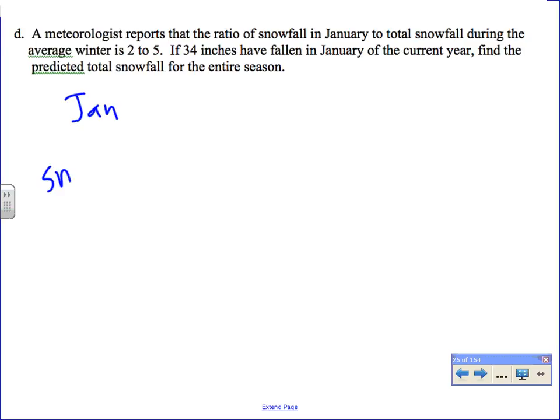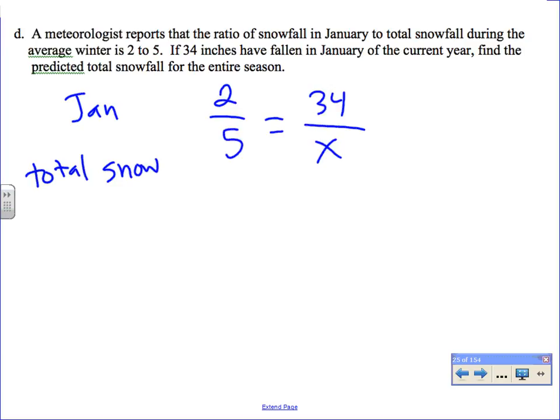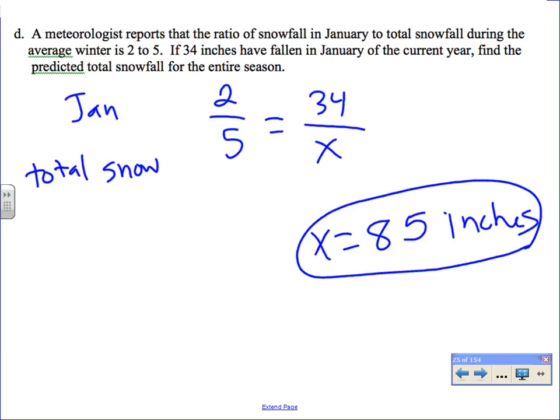So January and total snowfall or winter are their labels. And then their proportion was 2/5 equals 34 over x. Again, you could have it flipped around as long as everything's lined up correctly. These represent the January numbers. These two represent the total snowfall. After you solve, you get 2x equals 170. And as Nathan S. said, the answer here is 85 inches. That was the total snowfall if January got 34 inches of snow. Okay, any questions on that one?